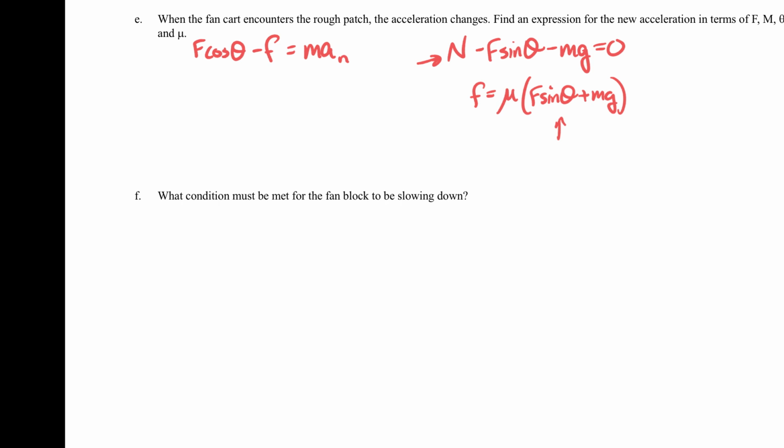Oops, I found a third one. Awesome. I'm just going to substitute. So f cos theta minus mu times f sine theta plus mg equals m a n. And so now just divide by m. Is that it? Okie doke. Done. Yay. I'm so excited.